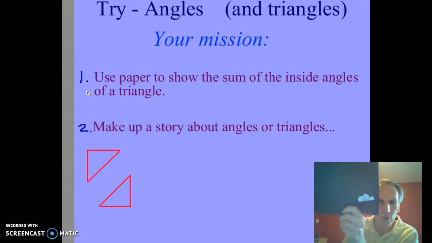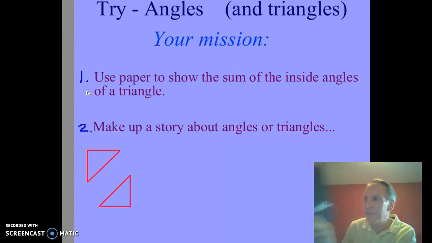What do you think the total number of degrees is for the inside angles? And then try a different triangle, a different shape, do it like 3-4 times, and you're always going to get the same answer. The inside angles always add up to this certain number. So you've got to figure that out.